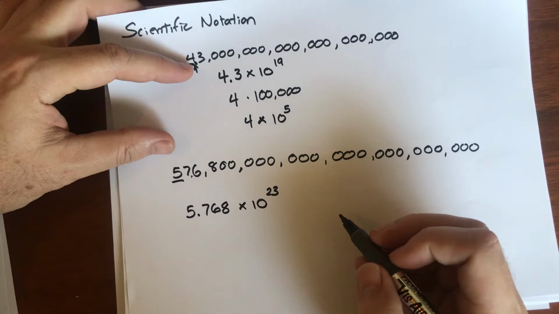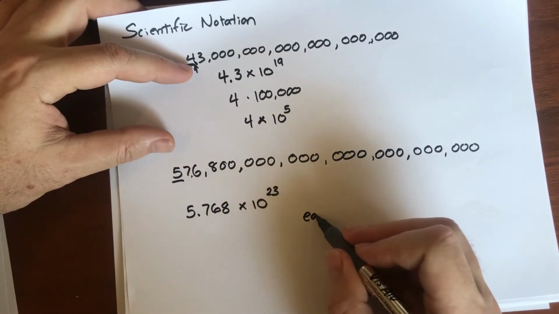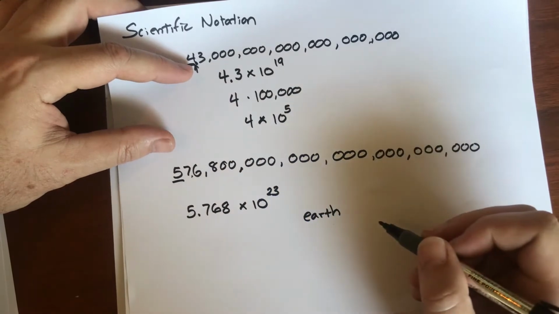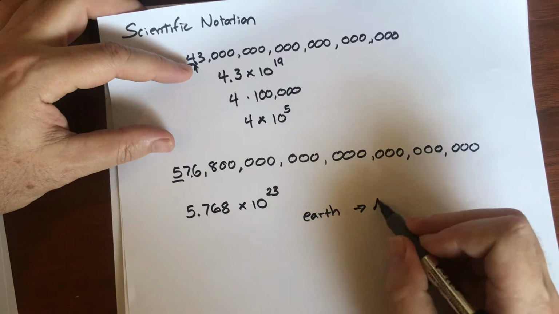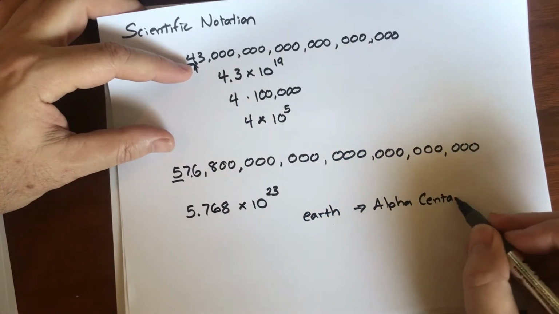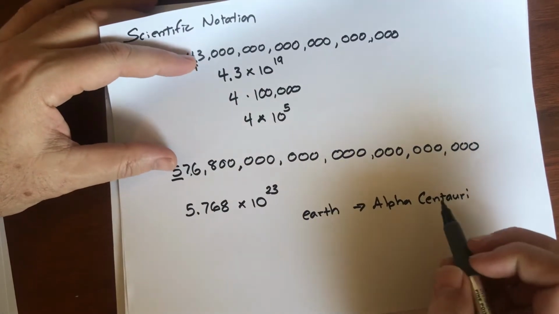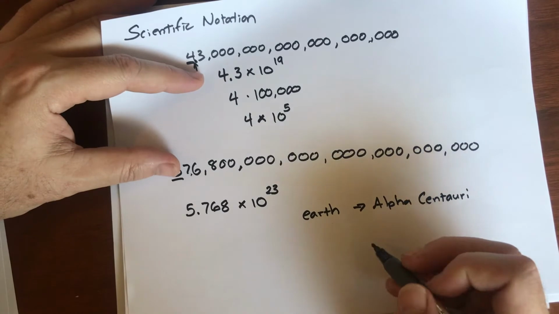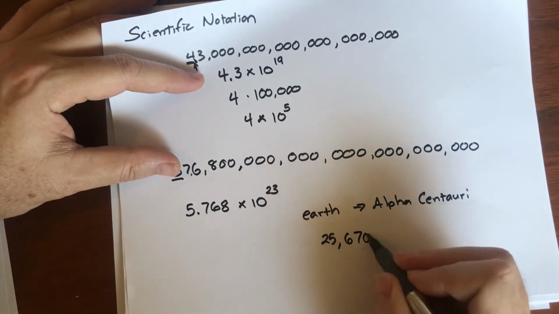The distance in miles from Earth, good old chunk of dirt and water, to Alpha Centauri. If you do not know what Alpha Centauri is, it is our nearest solar system. It's the closest one to us. How far away is it? Well, in miles, it is this far away.